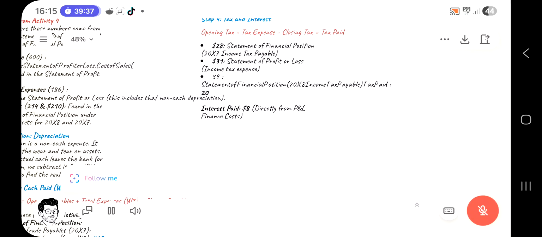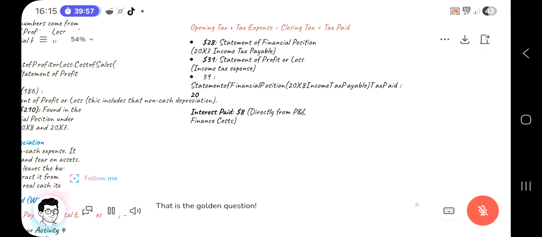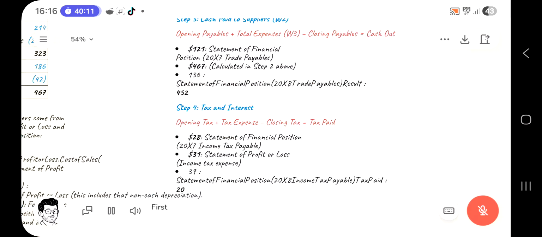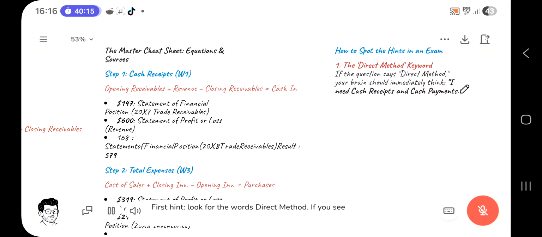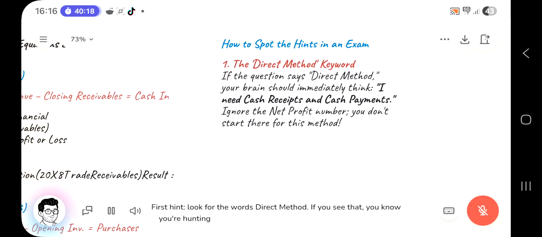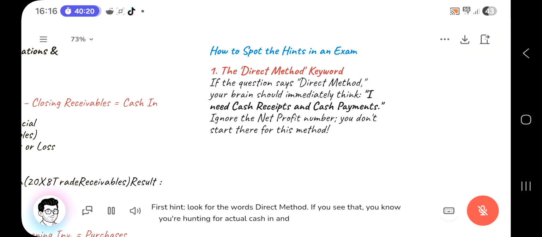That is the golden question. In an exam, they won't give you the T accounts or the worksheets. You have to hunt for the clues yourself. Here is how you spot the hints. First hint, look for the words direct method. If you see that, you know you're hunting for actual cash in and out, not just adjusting profit.